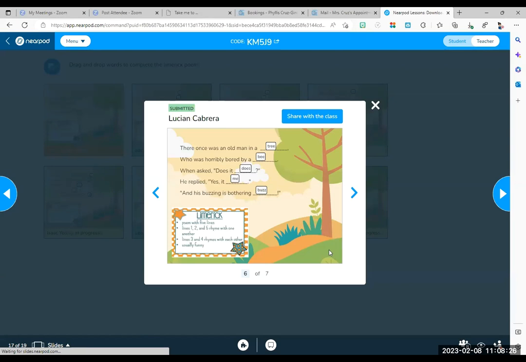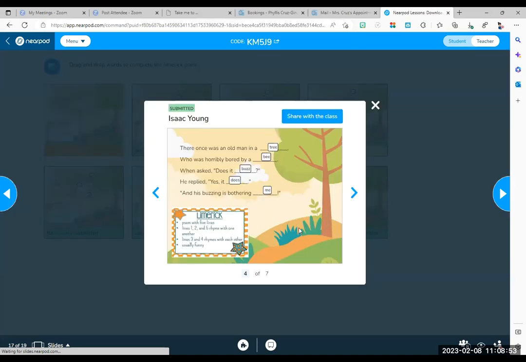Oh, wow. Okay. Lucian, I like, let's see. You can change the third, fourth, and fifth. Your first 2 lines, I agree. There once was an old man in a tree who was horribly bored by a bee. Now, that last line should also rhyme with tree and bee.